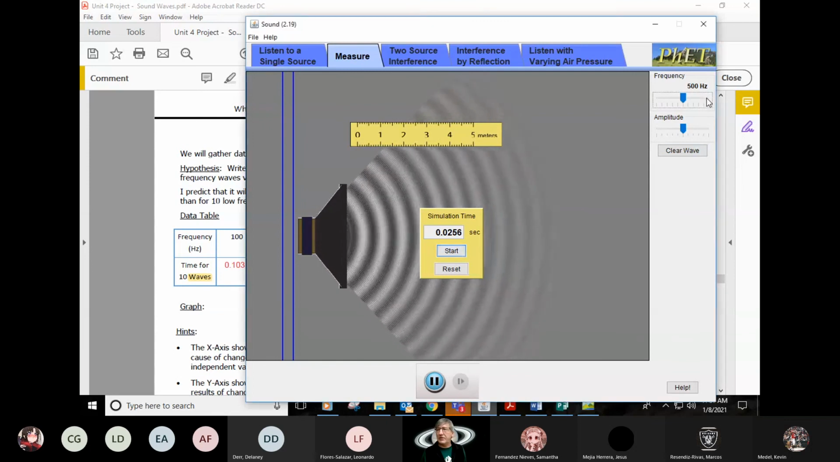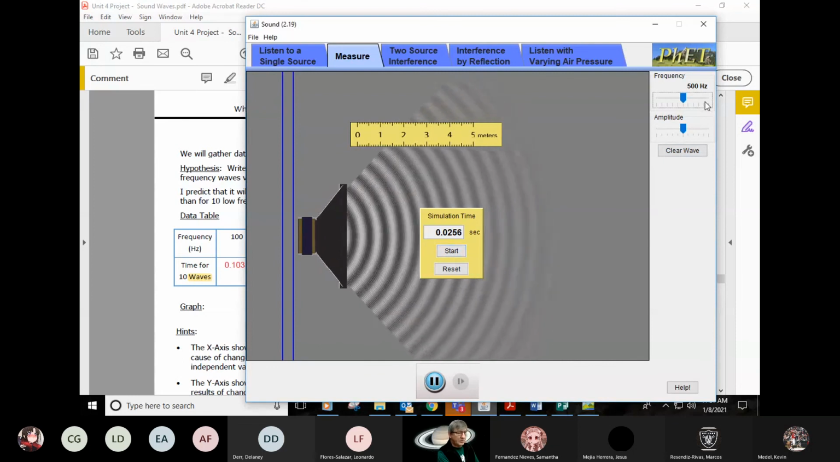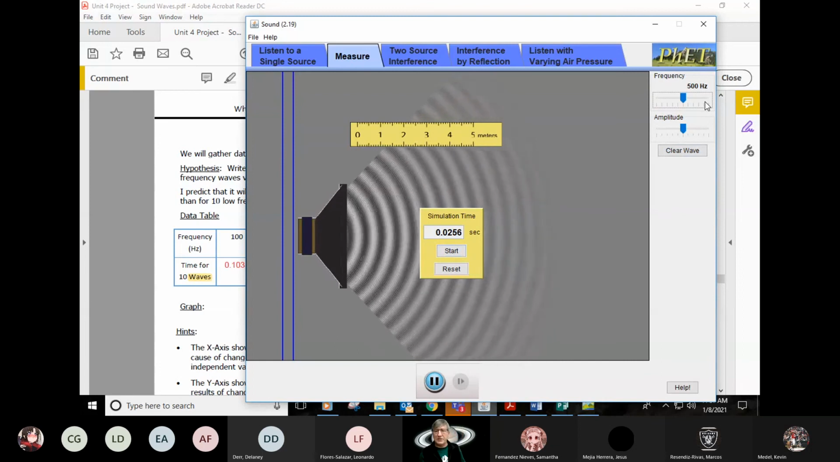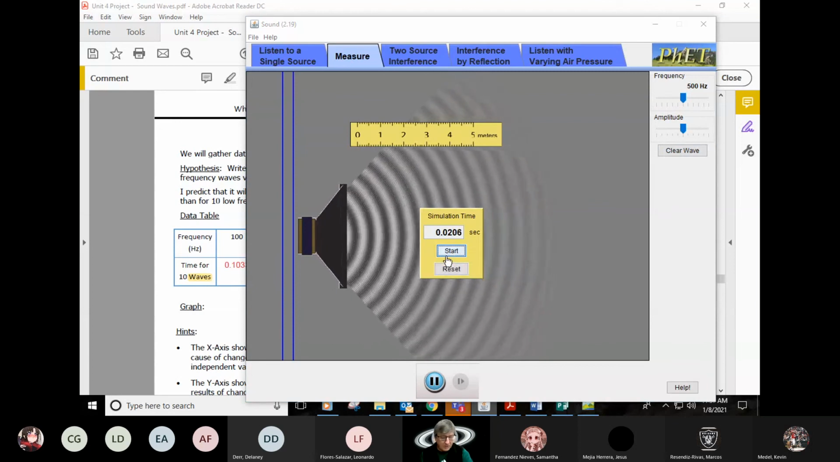Moving up to 500 hertz. Here's what it sounds like. That's 400. There's 500. Resetting the timer. Getting ready to start the clock. 3, 2, 1. Oops, I missed it. 3, 2, 1. Go. 1, 2, 3, 4, 5, 6, 7, 8, 9, 10. All right, there's your data.